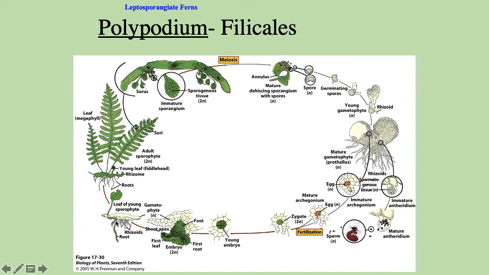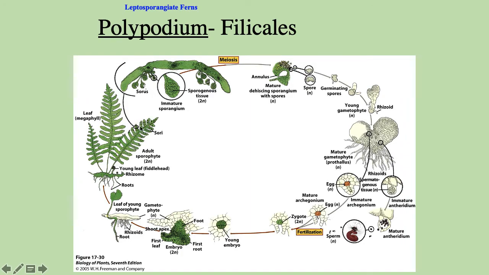You can see that we don't really have a true root system. We just have rhizoids. But from here, we form our large sporophyte. Our sporophyte is larger than our gametophytes. You can see young leaf fiddleheads down below from the rhizomes.